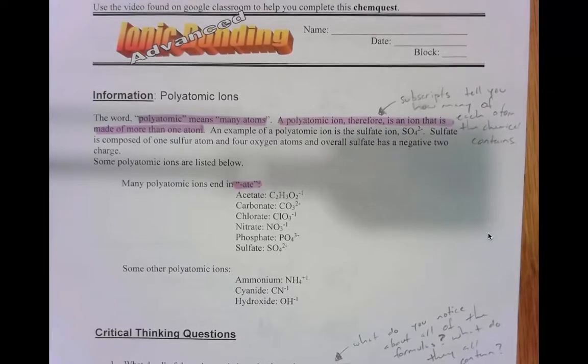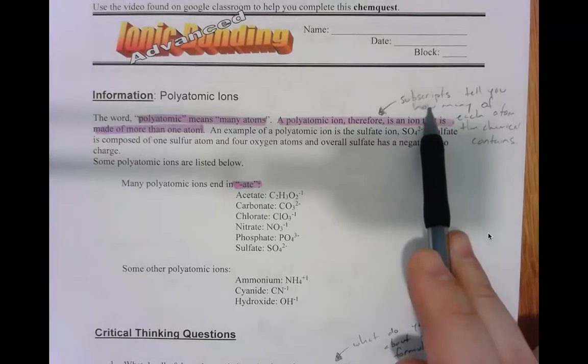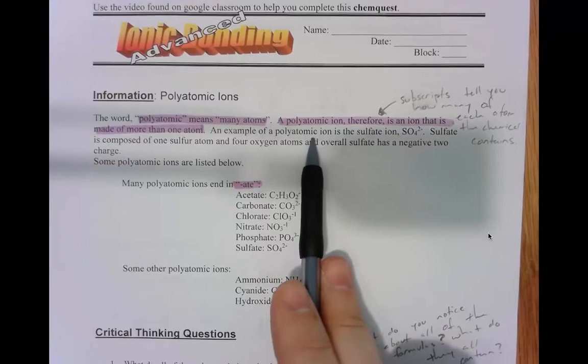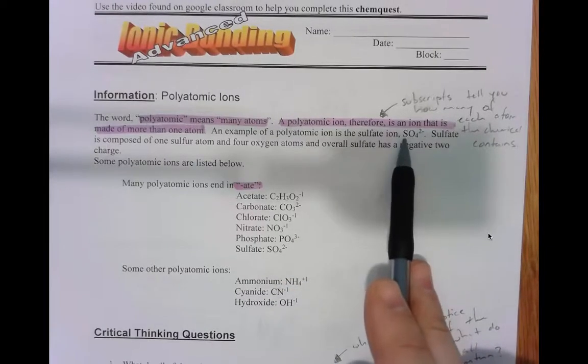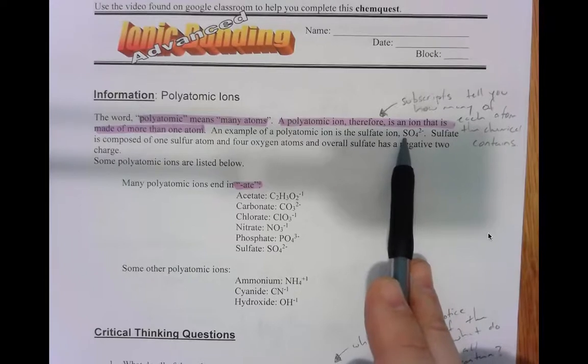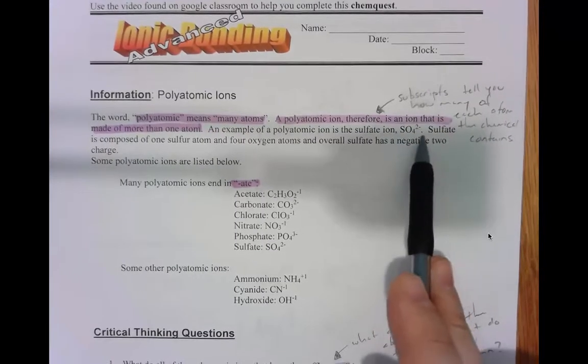So polyatomic means many atoms. So therefore, a polyatomic ion is an ion that's made up of more than one atom. So remember, guys, we learned in the last one that subscripts tell us how many of each atom that chemical contains. So for example, we have a polyatomic ion, sulfate. Sulfate is SO4 with a -2 charge. In sulfate, there is always one sulfur, 4 oxygens, and it always has a -2 charge.